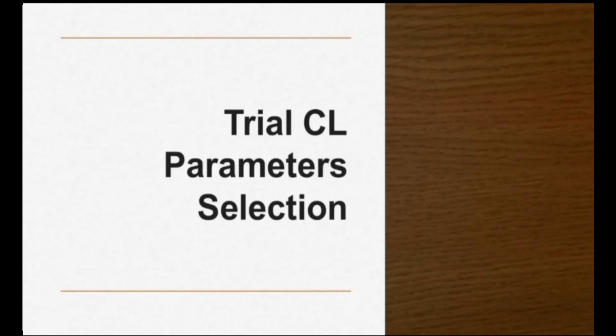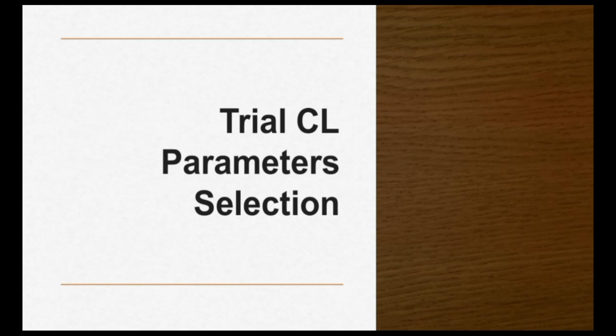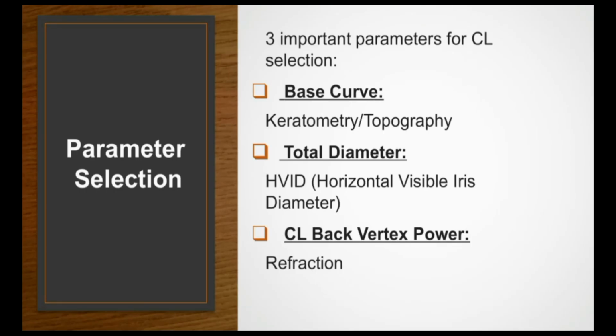After selection of the contact lens, I will pick a trial contact lens and I have to see now the parameters. So I have to choose which base curve I have to give to the patient, what will be the diameter of the contact lens, and then how much power the patient requires for that contact lens. Because in the last video I told you that if you are giving minus contact lenses to the patient, it should be less than the spectacle power, and if you are giving plus lenses, it should be more than the spectacle power. So these are the three important parameters which should be considered.